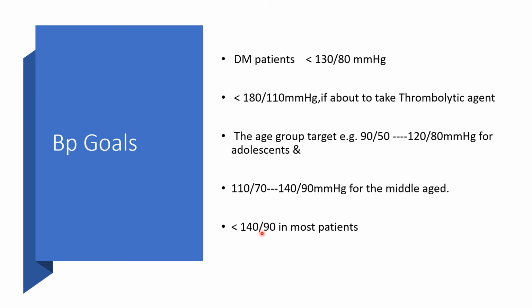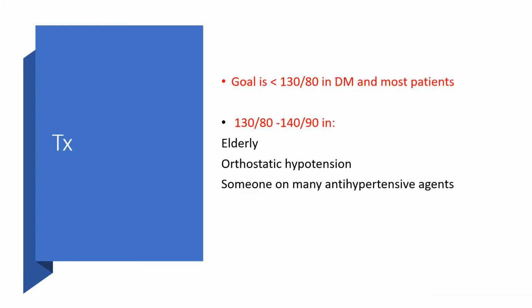But the American Heart Association has brought it down to 130, 125 over 80 thereabout. The goal is less than 130 over 80 in diabetes mellitus patients and most patients; 130 over 80 to 140 over 90 in elderly patients, in anyone with orthostatic hypotension, in someone on many antihypertensive agents. This will be the target. Because we are not just going to give this medication for no specific targets per se. There must be a target.